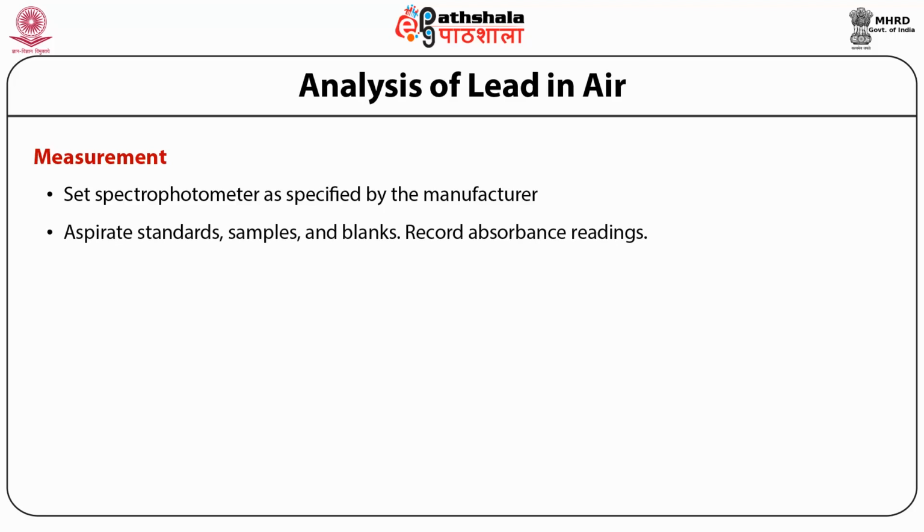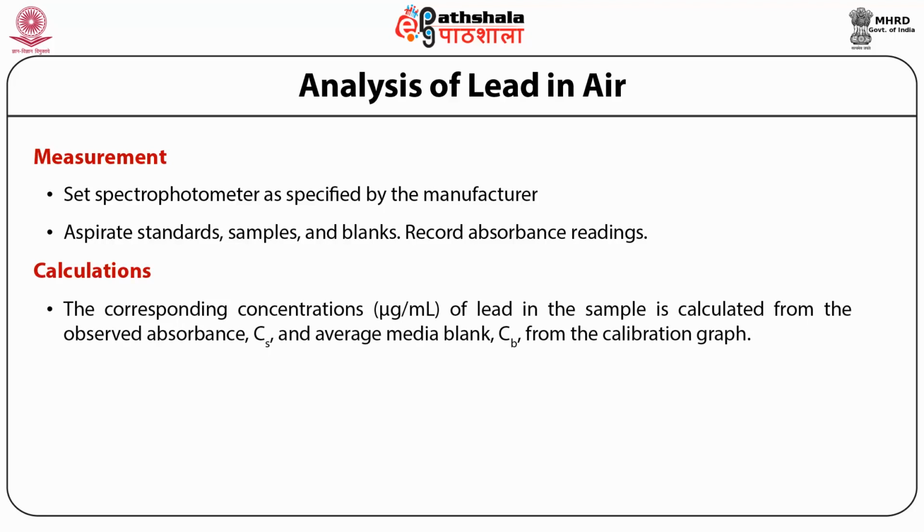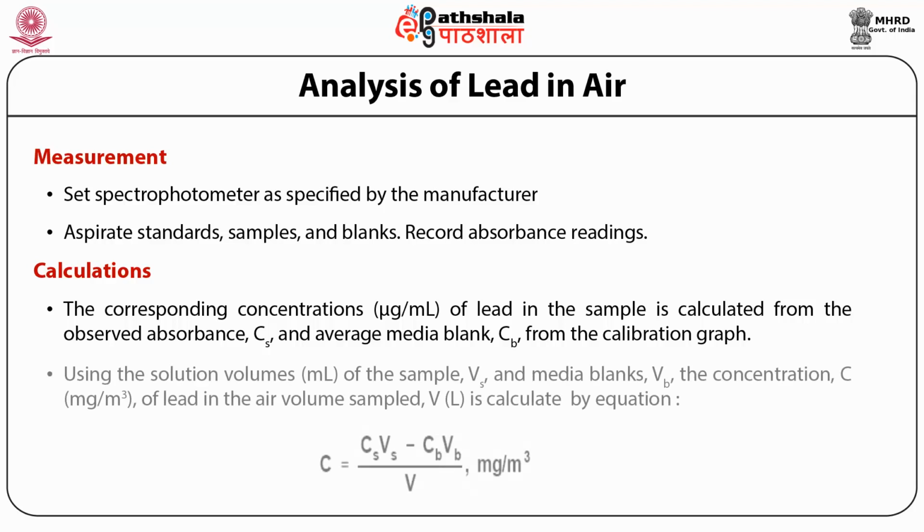The sample, standard and blank are aspirated in the system, absorbance and emission are recorded and measurements are done. For the calculations, the concentration of the sample in microgram per ml of lead is calculated from the observed absorbance and average media blank from the calibration graph. Using the solution volume of the sample and media blank, the concentration per air volume sampled is calculated by equation.